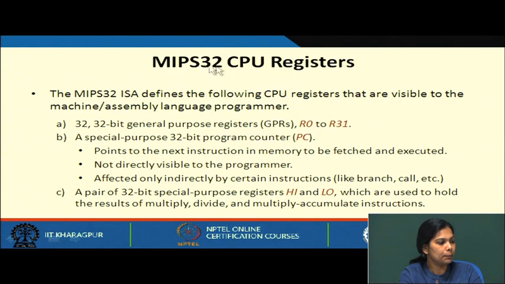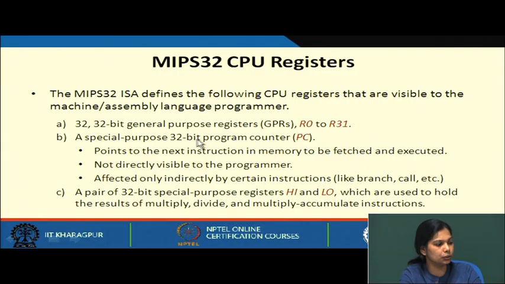Now, MIPS 32, the CPU registers, how many CPU registers is it having? This MIPS instruction set architecture defines the following CPU registers that are visible to the machine or assembly language programmer. So, there is a total of 32-bit general purpose registers starting from R0 to R31. So, there are a total of 32 registers.